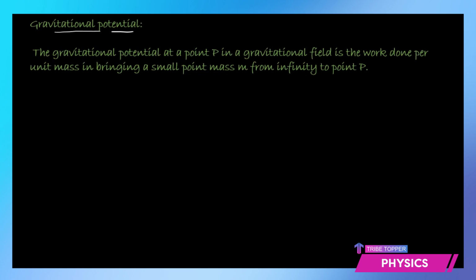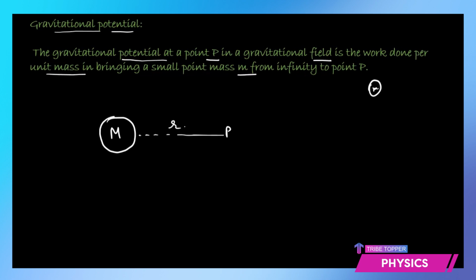If we read the definition carefully, we find that gravitational potential at a point P in a gravitational field is the work done per unit mass in bringing a small point mass m from infinity to a point, say P. Like if I say I have M, which is a capital mass, and small m is lying at an infinite distance. So when we bring this mass small m to the point P, which is at a distance r from the capital M, then the work that has been done per unit mass gives us the gravitational potential.